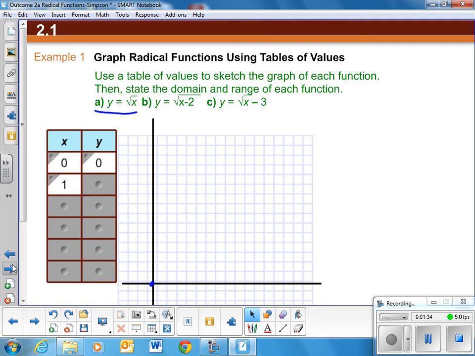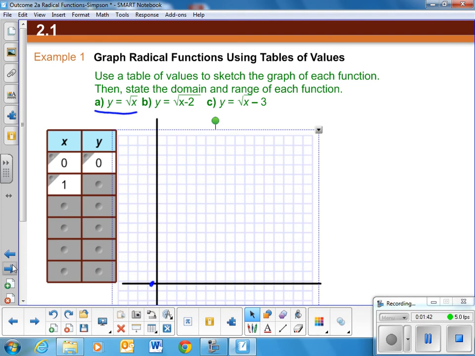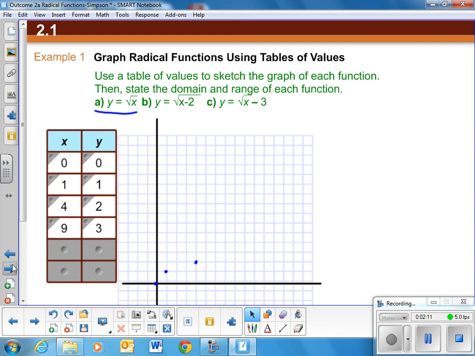If I substitute in x equals 1, the square root is 1. I'm going to move this axis over a little bit so that it actually lines up where it's supposed to, and let's regraph 0, 0. So 1, 1 will be here. I wouldn't want to use the square root of 2 because 2 is not a perfect square. So let's jump up to 4. If x is 4, the square root of 4 is 2. The next perfect square is 9. The square root of 9 is 3.